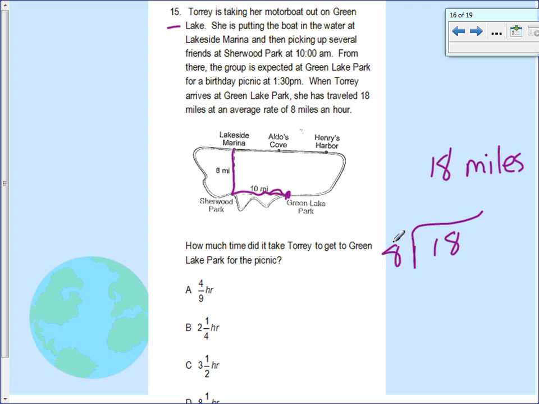Okay. So 8 goes into 18. I just did 8 times 2 is 16, and then to get to 18, that's 2, which is a quarter of 8. Good.